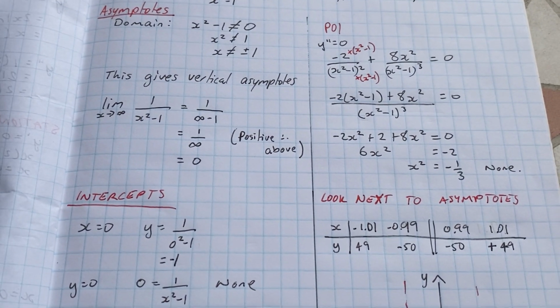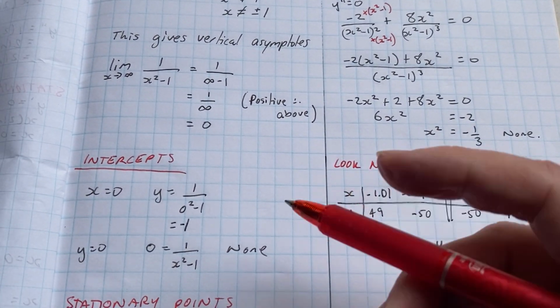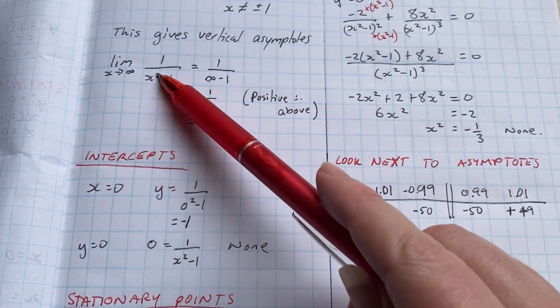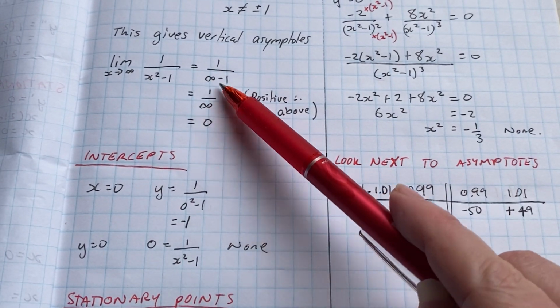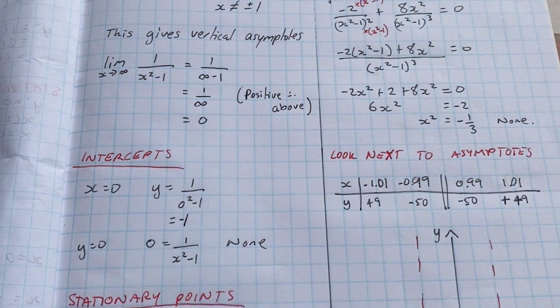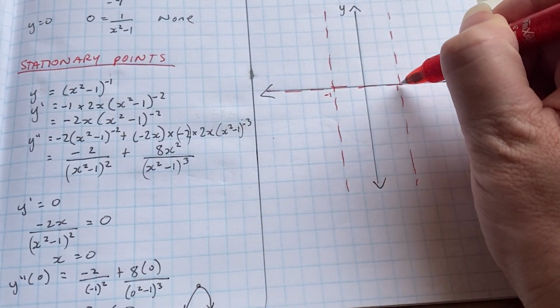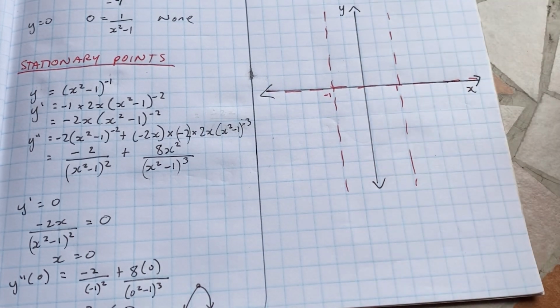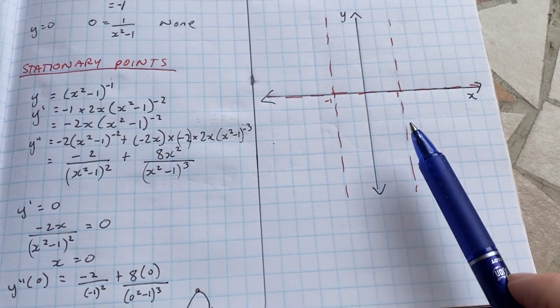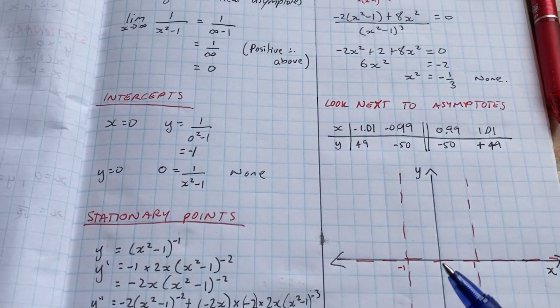for horizontal asymptotes, we want to look at the limit. And as x gets bigger, I get 1 over infinity. 1 over infinity is 0. So there is a horizontal asymptote at 0. So this is the first graph we've seen with 2 vertical asymptotes.